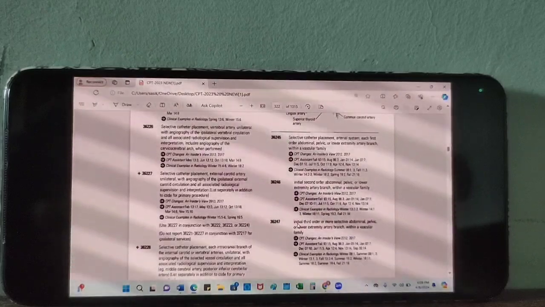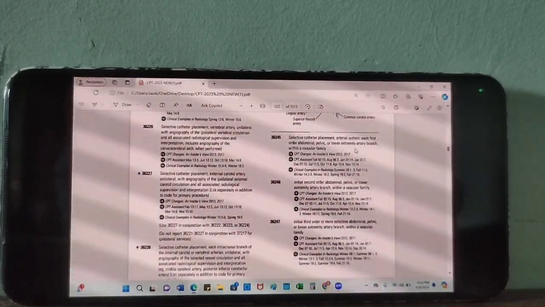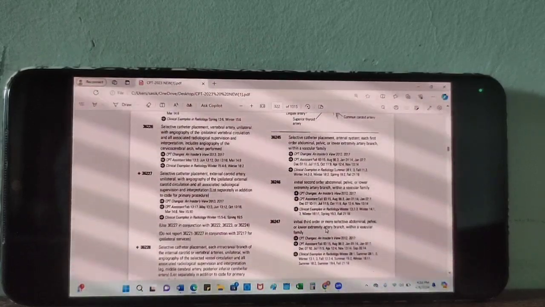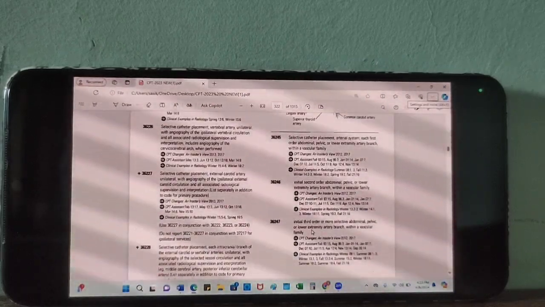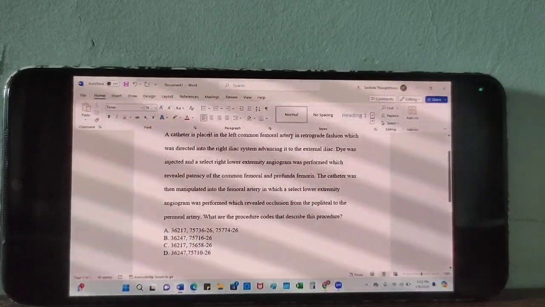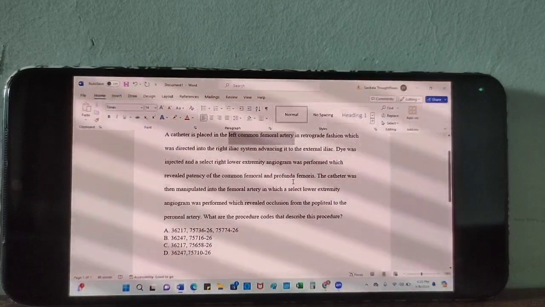This is an indented code, we have to start from that. Selective catheter placement, arterial system, initial third order or more selective catheter, abdominal, pelvic, lower extremity. First of all, you have to check the location. The location must be abdominal, pelvic or lower extremity. Check that. This is a lower extremity, am I right? Yes, ma'am. It is placed in the femoral artery. That means this is a lower extremity.